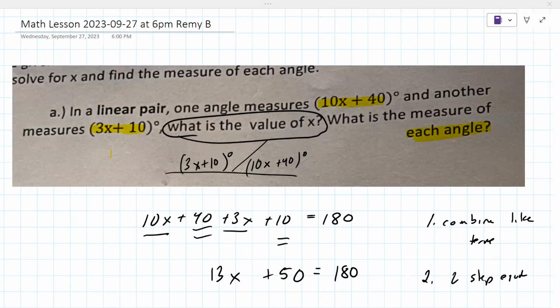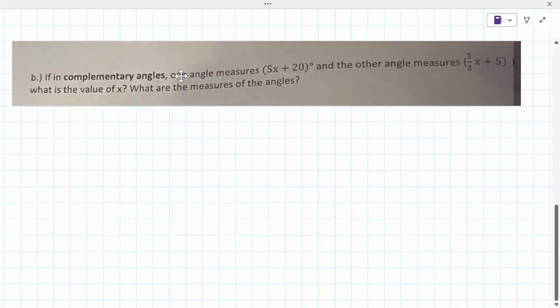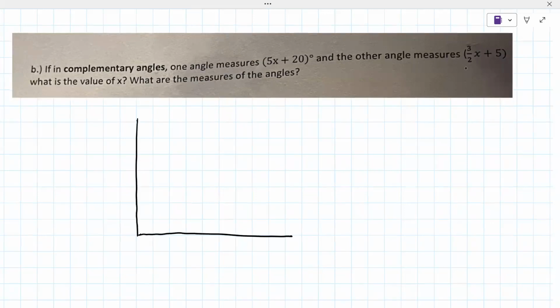All right, next problem here, problem B. It's another definition. It says if in complementary angles, it's actually not written correctly. It should say in a complementary angle, a single angle measures 5x plus 20, and the other angle measures 3 halves x plus 5. What is the value of x? So a picture would really help. I'm going to draw a picture here of this.